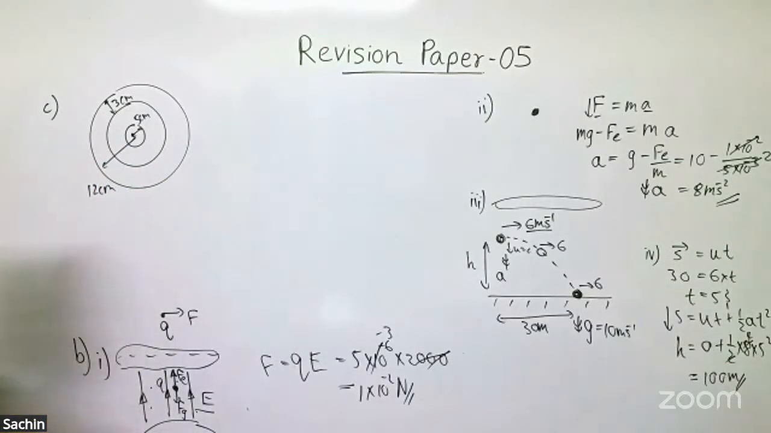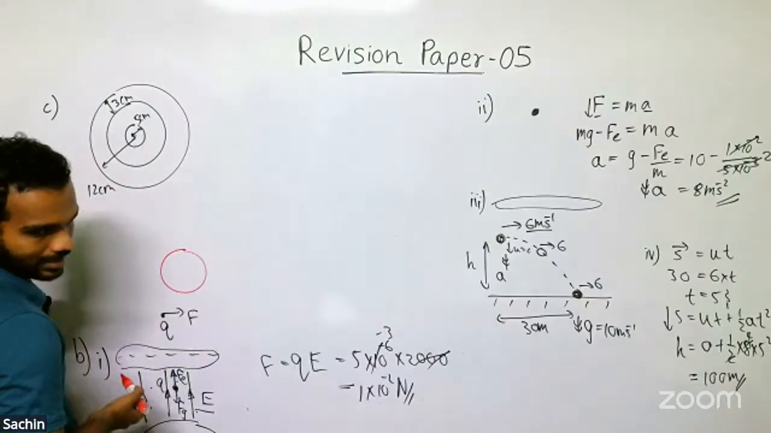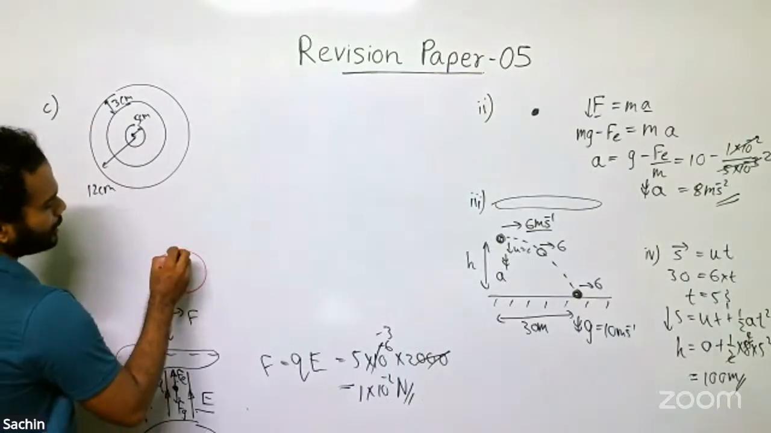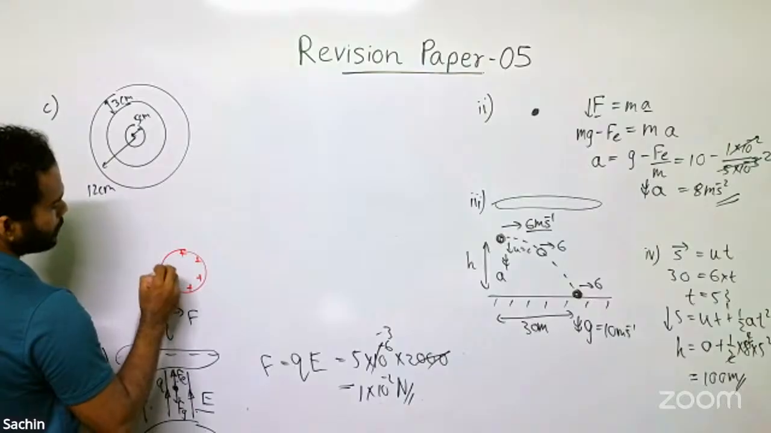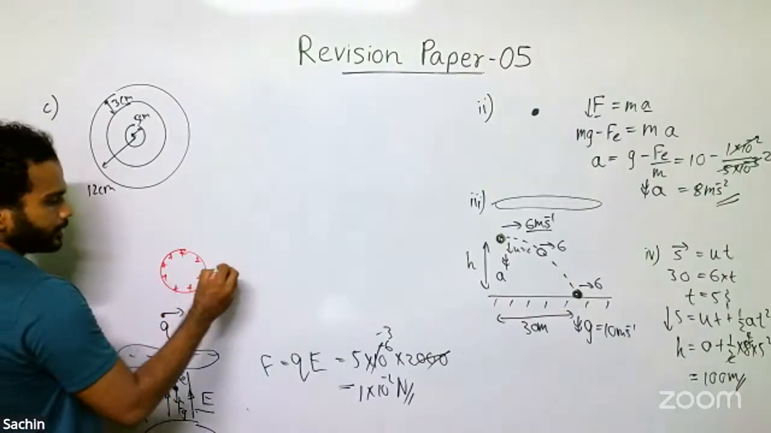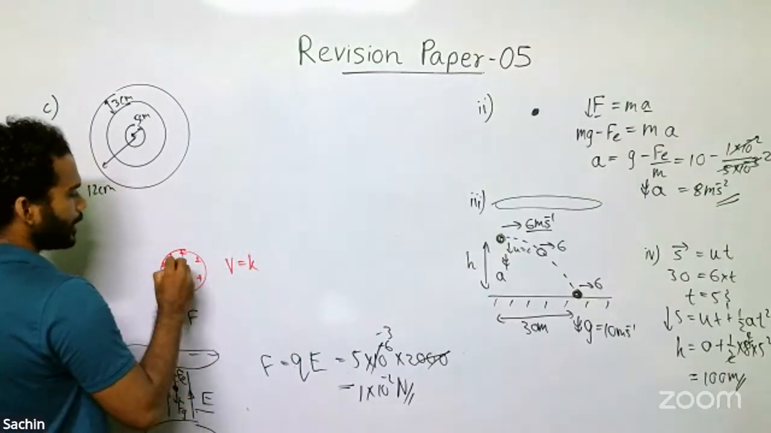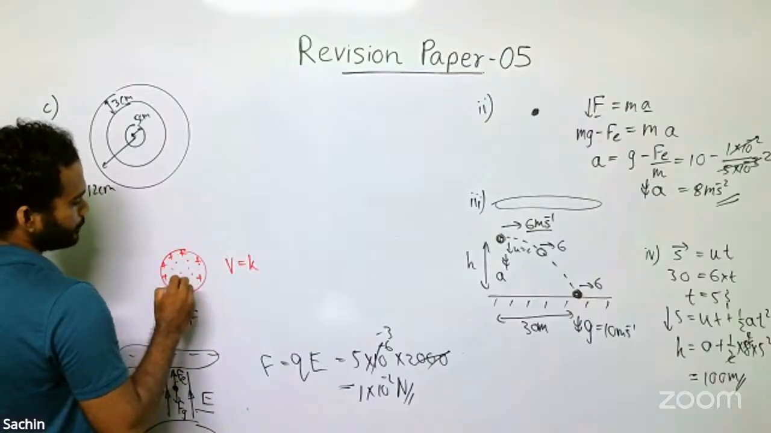Obviously, we know that if you give some charge to a conductor, the charge comes to the external surface. The charge arranges on the external surface such that the potential at all the points on this conductor becomes equal.